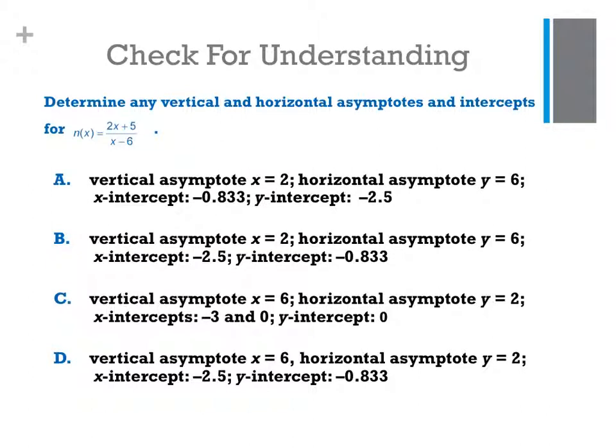So what I want you to do here is to check your understanding of what we have just discussed. I want you to determine any vertical and horizontal asymptotes and intercepts for the function n of x equals 2x plus 5 over x minus 6. You have 4 choices, A, B, C, or D. Go ahead, work out the problem, and submit your answer.